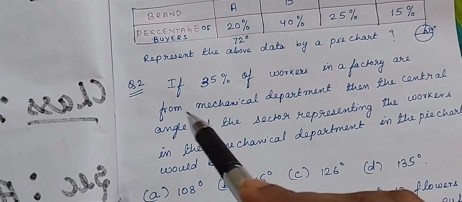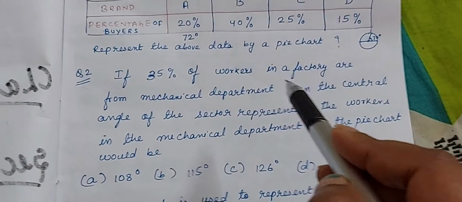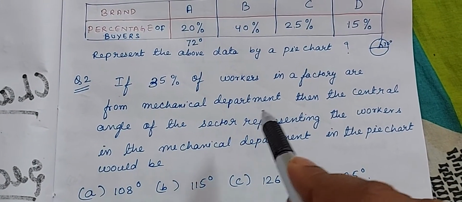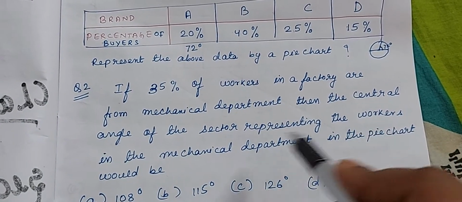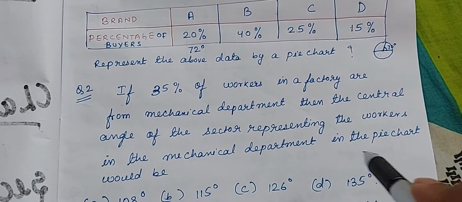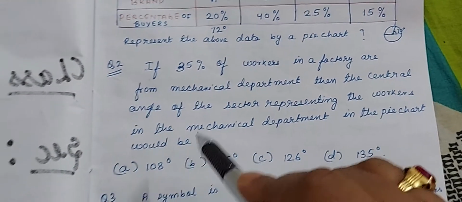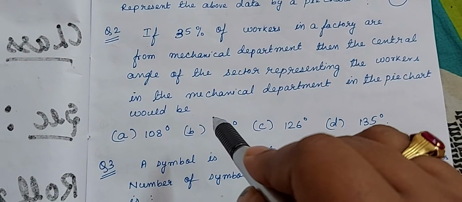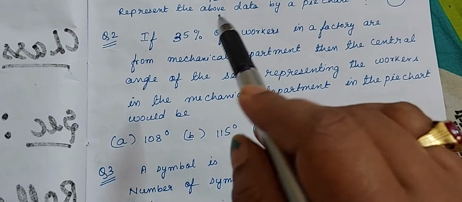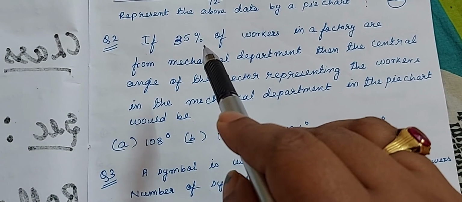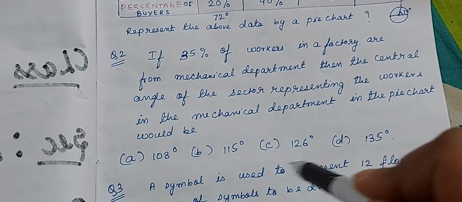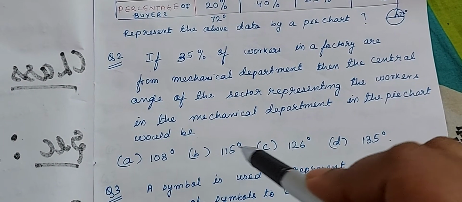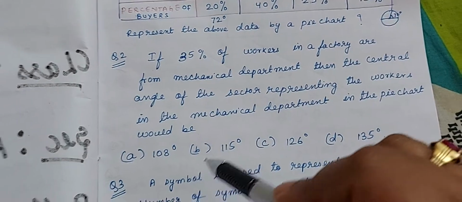Okay, now next question. If 35% of the workers in a factory are from the mechanical department, then the central angle of the sector representing the workers in the mechanical department in the pie chart would be? For that we have to follow the same process. 35% means what? 35 by 100 of 360. Whatever it comes to, that angle you have to tick among these four options.